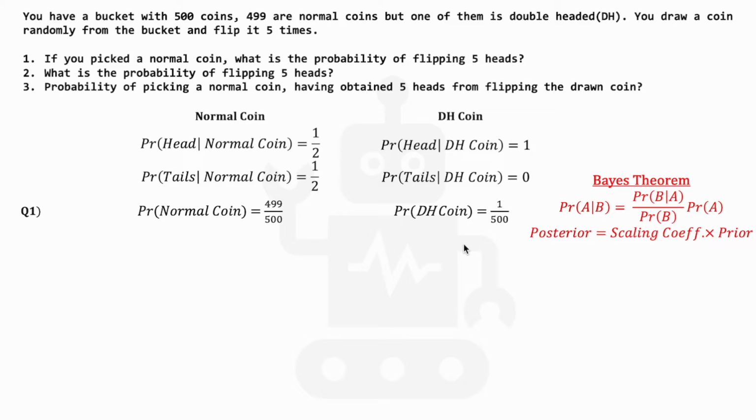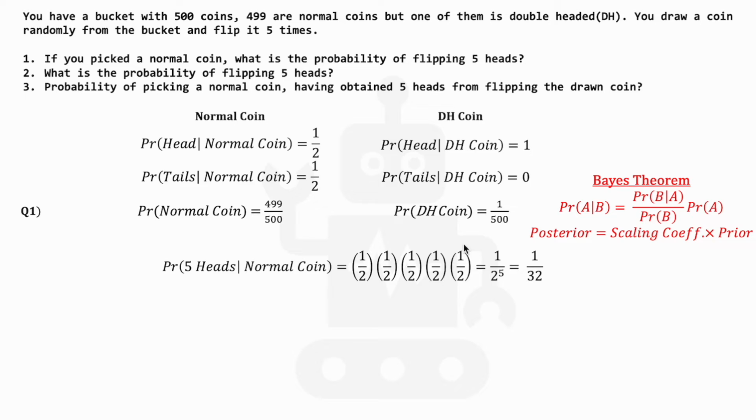So let's address question 1. If we picked a normal coin, what is the probability of flipping 5 heads with this normal coin? So we flip it once, twice, 4 times, 5 times. What is the probability of getting 5 heads? Now, because these are 5 independent flips, each flip does not affect the other, we can say that the probability of having 5 heads, given that we have a normal coin, is just half times half times half times half, 5 times. So 1 over 2 to the power of 5, which is just 1 over 32, right? Because there are 5 independent flips, with each outcome having an equal opportunity of occurring.